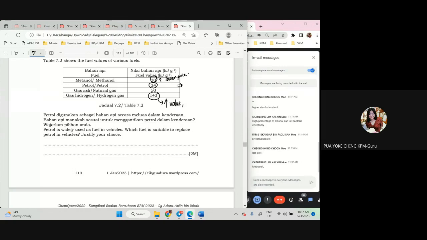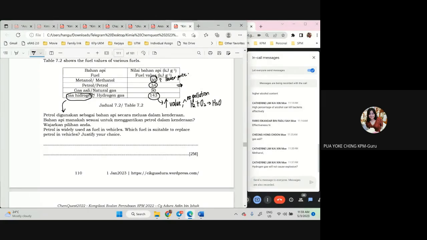And another one, this is hydrogen gas. Combustion of hydrogen gas is H2 plus O2, you produce H2O. So this one, no pollution. It's very environmentally friendly. But it will cause explosion. So you kena berhati-hati lah. Okay, so when you want to use hydrogen to replace the fuel in the vehicles, means you need a very advanced technology.